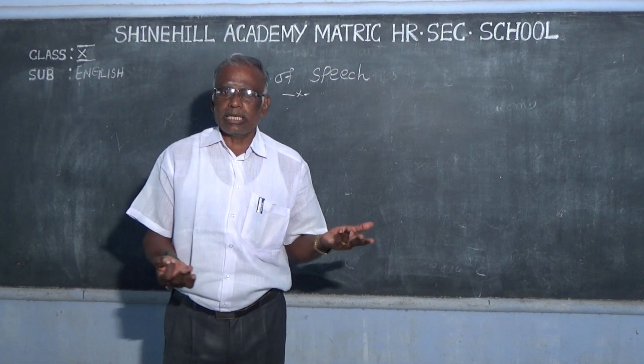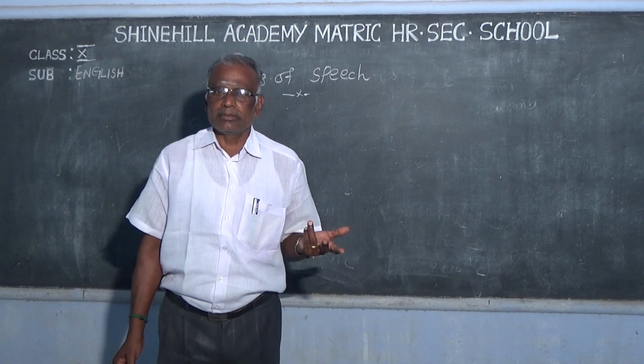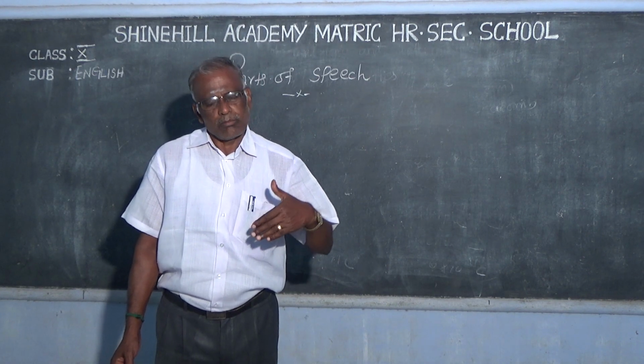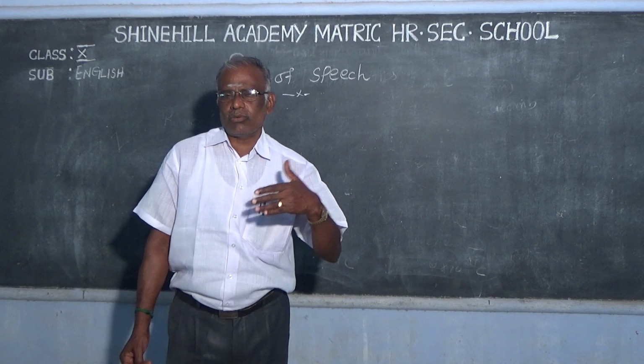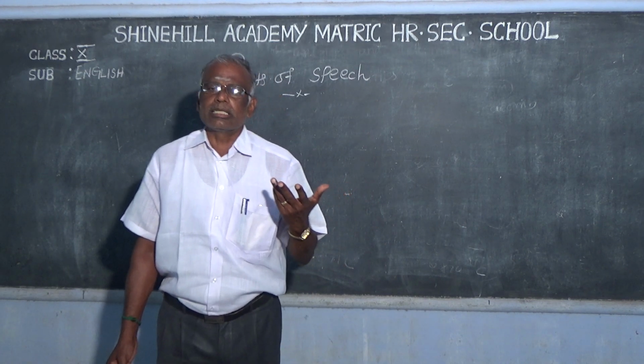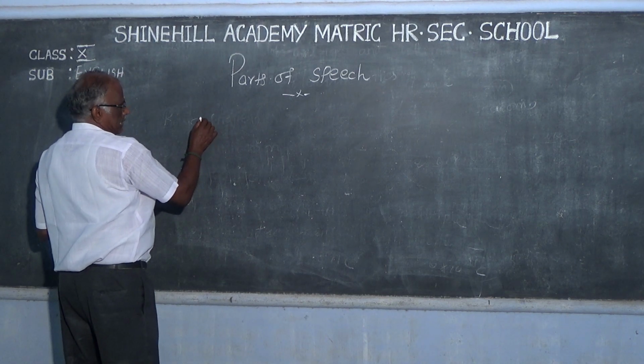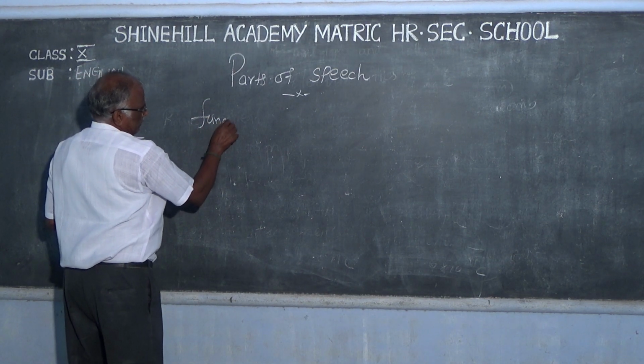So totally how many types of parts of speech are there? It is very simple, there are 8 such parts of speech. What are they? What's the first one? Noun. So totally parts of speech depict the functions of each and every word.